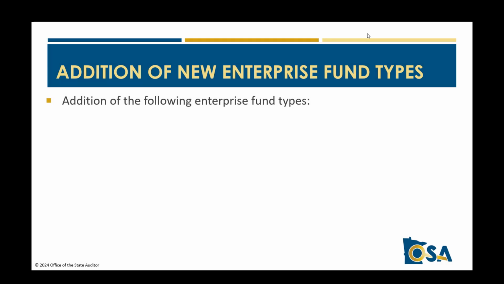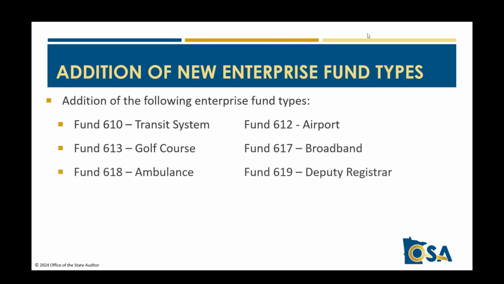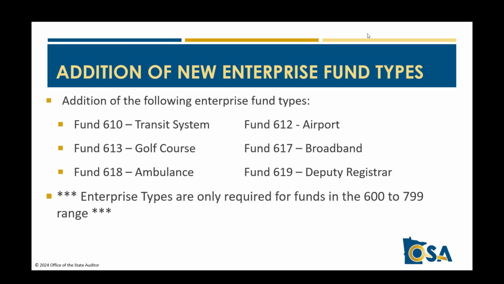Addition of new enterprise fund types. The following enterprise fund types have been added to CTAS. Fund 610, Transit System. Fund 612, Airport. Fund 613, Golf Course. Fund 617, Broadband. Fund 618, Ambulance. Fund 619, Deputy Register. Enterprise types are only required for funds in the 600 to 799 range.